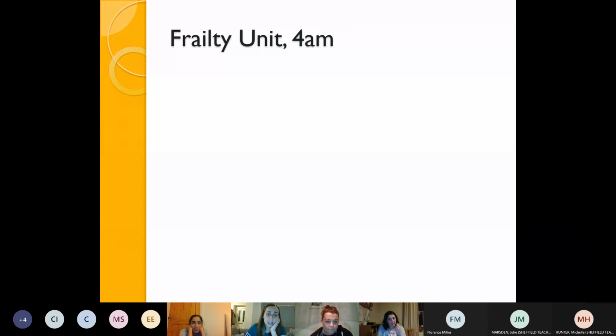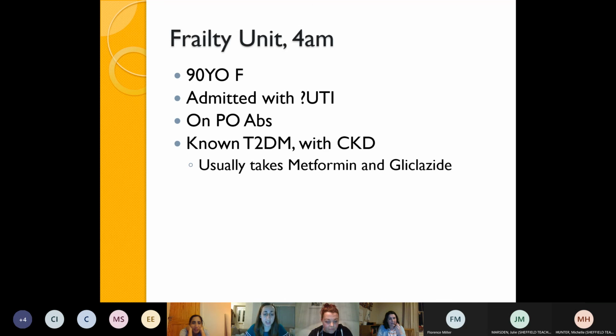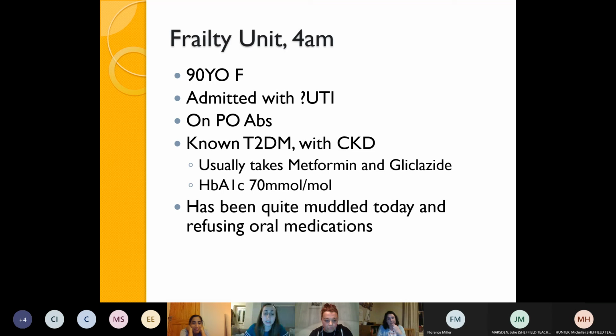Let's say this is actually the last one now, I think. So, frailty unit, 4 AM, 90-year-old lady. This time she's not got urosepsis, she's just query UTI. She came in a bit muddled. She's on a bit of trimethoprim or something like that. She's known to have type 2 diabetes this time, with CKD, and she takes metformin and gliclazide. HbA1c is 70, so she's not particularly well controlled. And she's been a bit muddled today, so she hasn't taken anything because she just wouldn't. And she's just pottering around the ward, causing havoc, as they do.